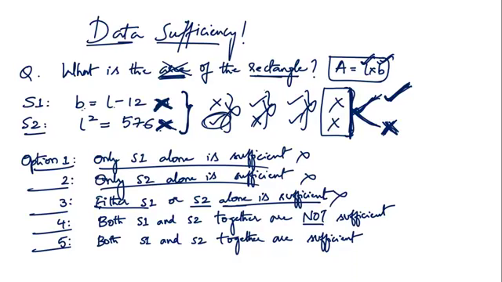So tell me what happens in this case. In this case, I know that breadth equals L minus 12, and L square equals 576.